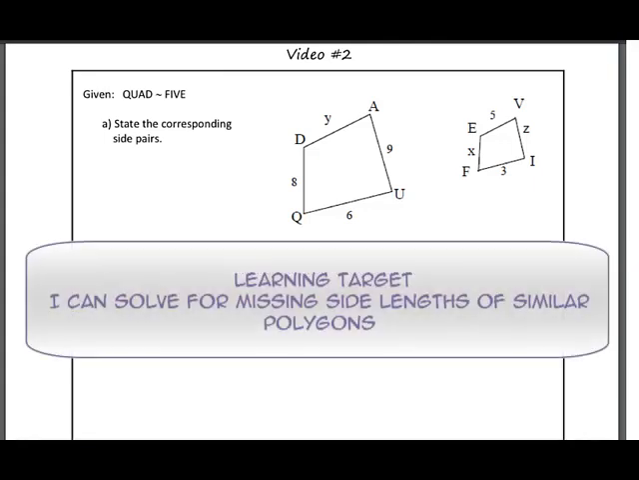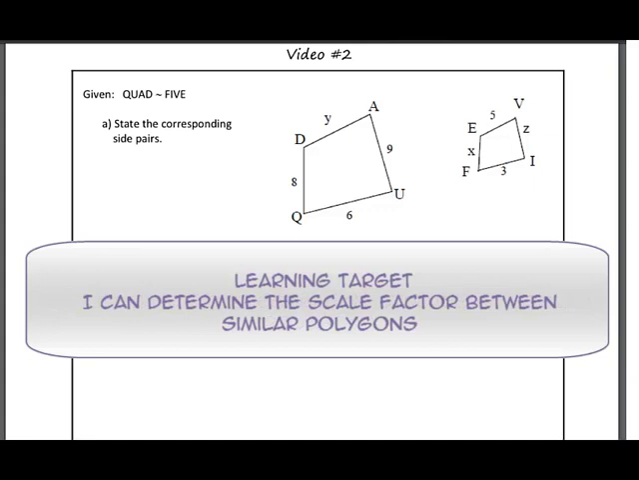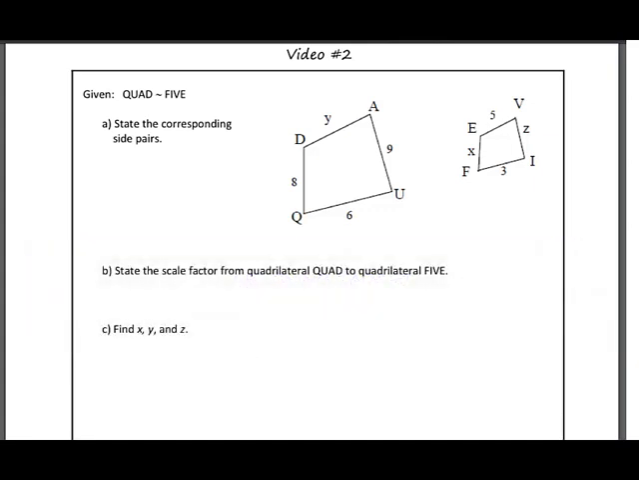By the end of this video, you should be able to solve for missing side lengths of similar polygons, and you should also be able to determine the scale factor between two similar polygons. Starting with our first problem, it says to state the corresponding side parts. So it's really asking which sides match up with which sides from the bigger quadrilateral to the smaller quadrilateral.